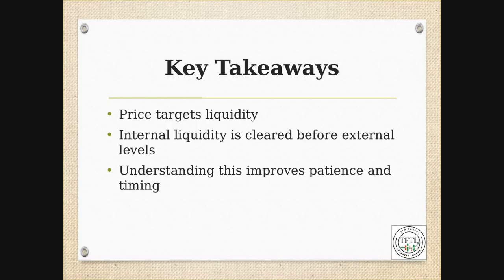So what are the key takeaways? Price targets liquidity. Internal liquidity is cleared before external levels, and understanding this will help you improve your timing. Someone might ask why internal liquidity gets cleared first. Inside the range, price often moves like a magnet between smaller liquidity pools, and this creates the back and forth movement that traders see during consolidation.